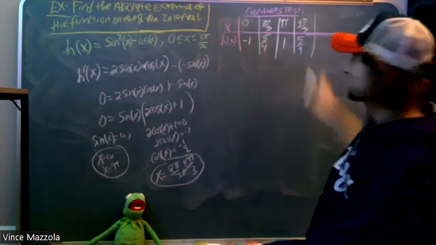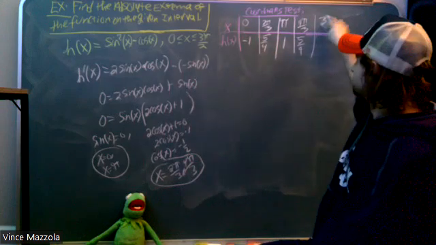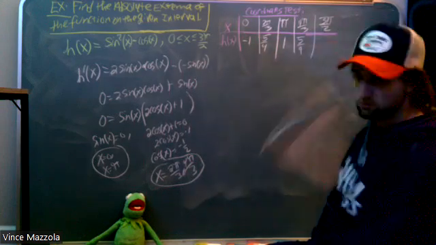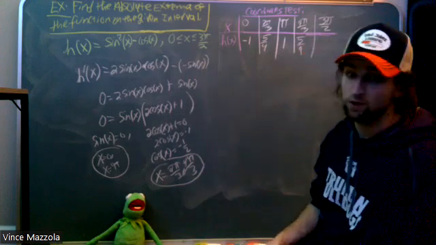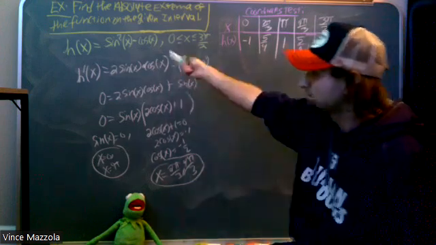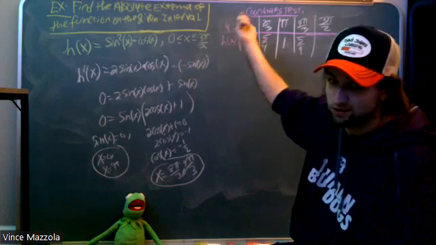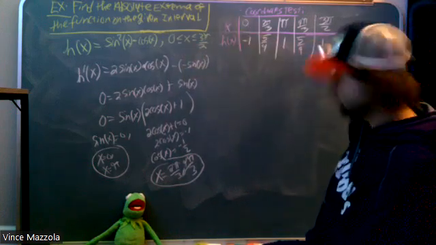And then finally, let's check our endpoint, 3 pi over 2. Plugging that in, sine of 3 pi over 2 is -1. Square, you got +1 now. Minus cosine of 0. So 1 minus 0 is 1.